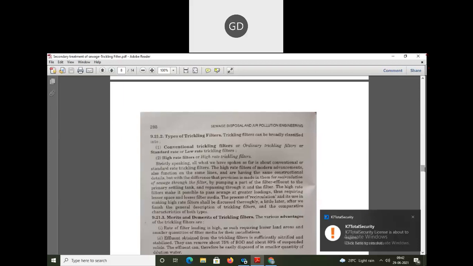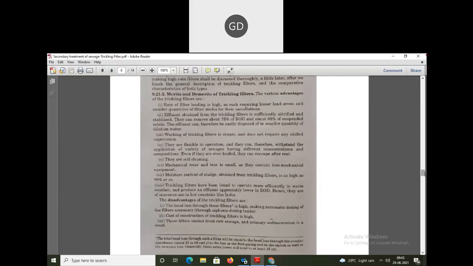Also, high rate trickling filters make it possible to pass the sewage at very great loadings. And if there are great loadings, they require very less space and very less filtering media, so it will be less costly. That is some kind of merit over conventional trickling filters.